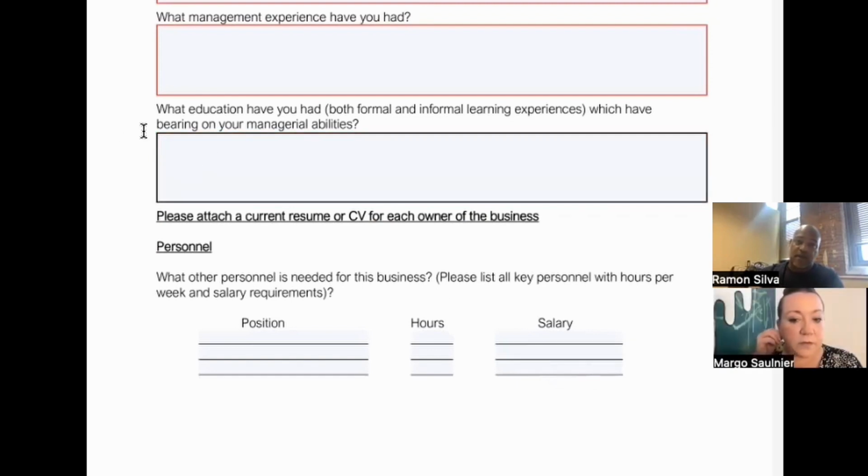Can I pause you for a second there and ask, for this personnel question, let's say, for example, you have management experience, but you don't have experience with accounting and managing books, but you're going to, or you have already hired a bookkeeper. Would this go into this section?